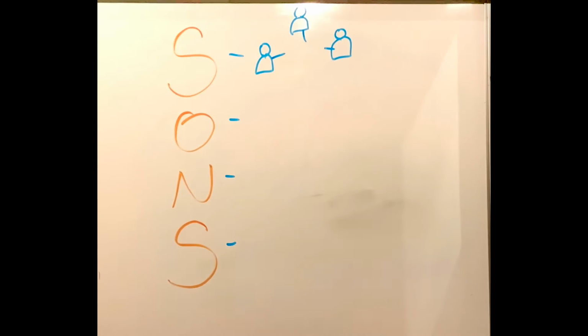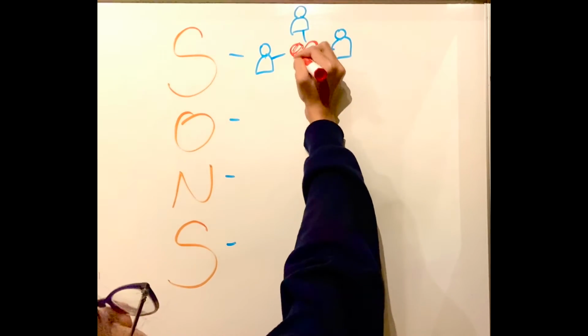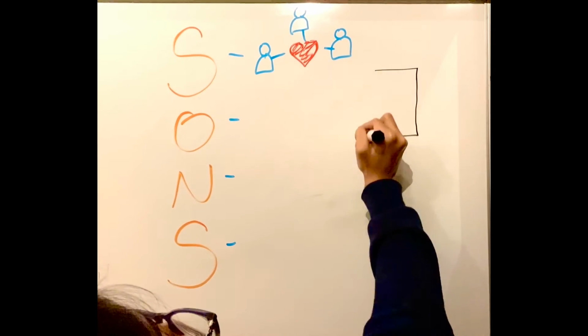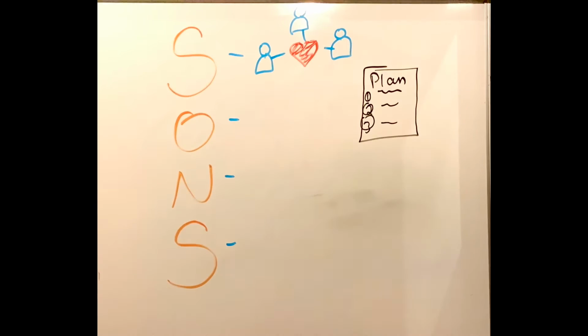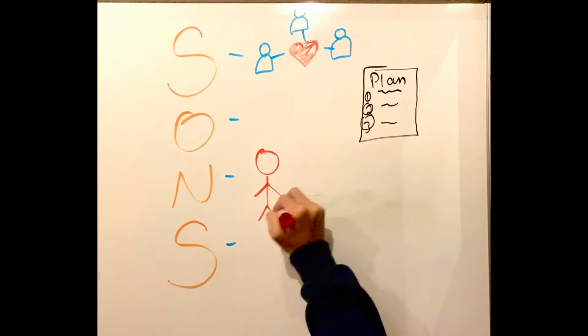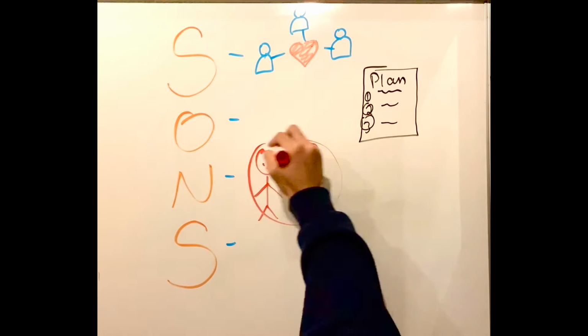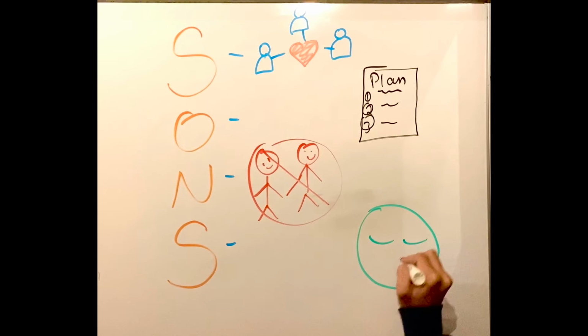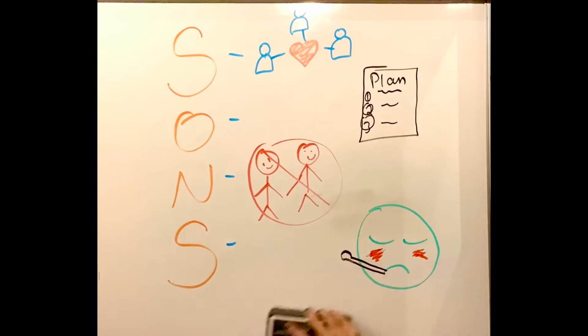The S in SONS stands for lack of social support. The O stands for organized plan. So if a patient had an organized plan of how they would harm themselves or others, that would be 2 points. The N stands for no spouse, and the S stands for any sickness, whether that be chronic, debilitating, or severe.